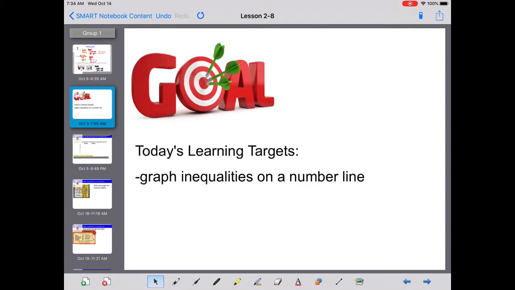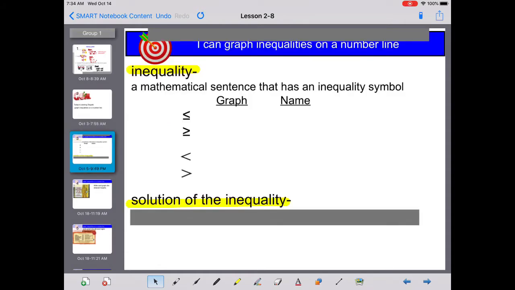Today's learning target is to be able to graph inequalities on a number line. An inequality, let's put this definition in your notes, is a mathematical sentence that has an inequality sign. So far, we've dealt with equations, and equations have an equal sign. So these will have an inequality sign. Let's review what each inequality sign means.